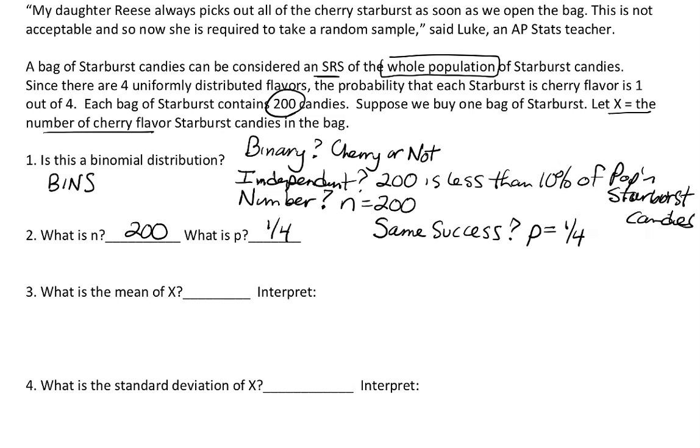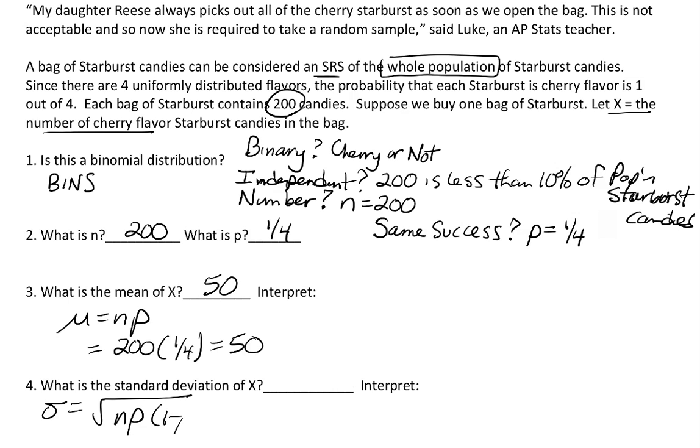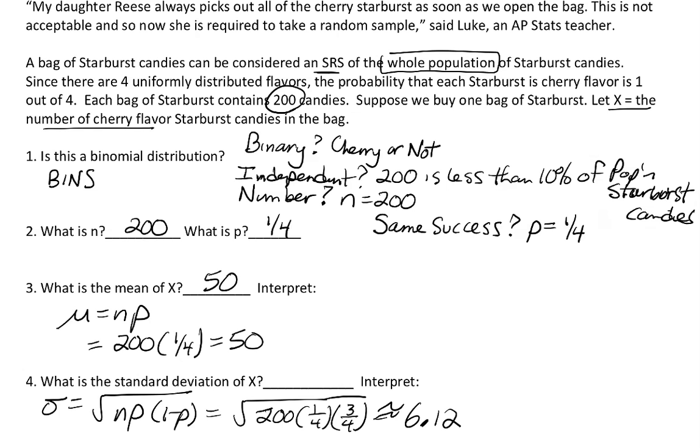To calculate the mean and standard deviation of x, I'd encourage you to pause the video and see if you remember the formulas for the mean of x and the standard deviation of x for a binomial distribution. The mean formula is n times p. That's 200 times a quarter. So that should make sense. The mean is 50. The standard deviation formula is the square root of npq, where q is 1 minus p. So that would be the square root of 200 times a quarter times 3/4. So our standard deviation is approximately 6.12.